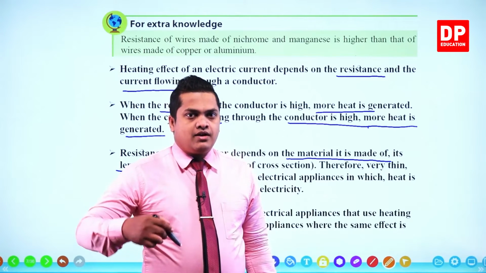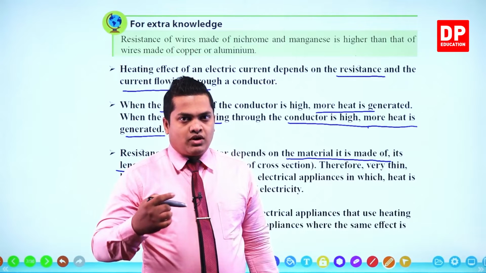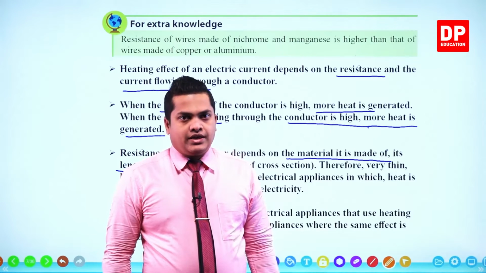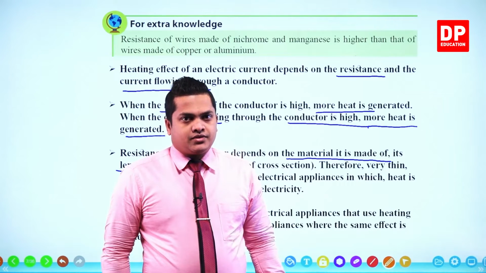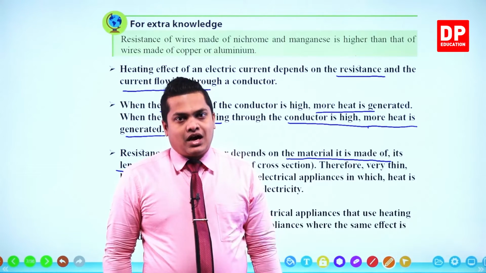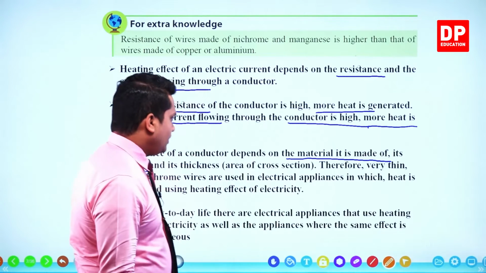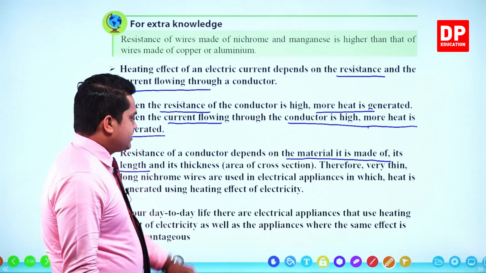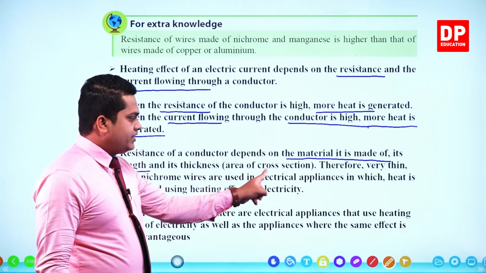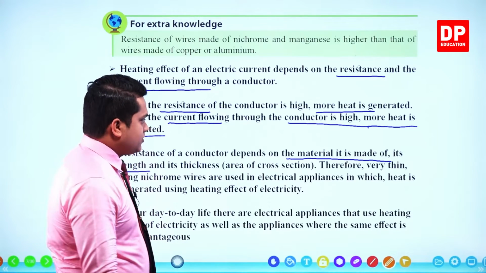In a coil, there are more rounds. Rounds means more length, so it's heating very quickly. Right. So this is my simple idea. So the next one is the thickness, or the area of the cross section. So it's like this.